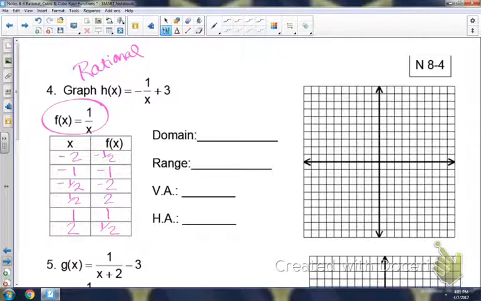All right, so let's write our transformation down. So notice there's a negative in front. That is going to reflect over the x-axis. So it'll change your y values to the opposite sign. Then, notice we have a +3 after our parent function. That will be a vertical shift. So that will be up 3. Okay, so it's reflecting and it's shifting up 3.